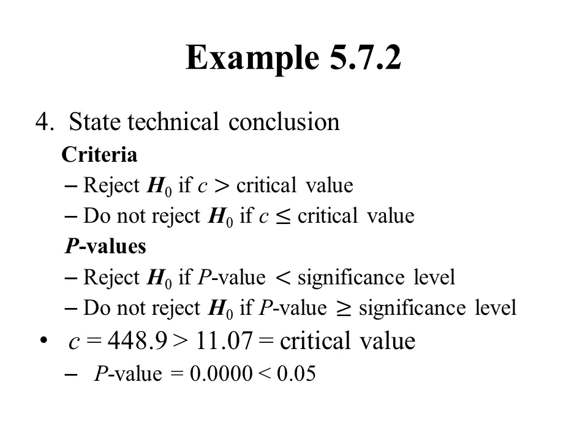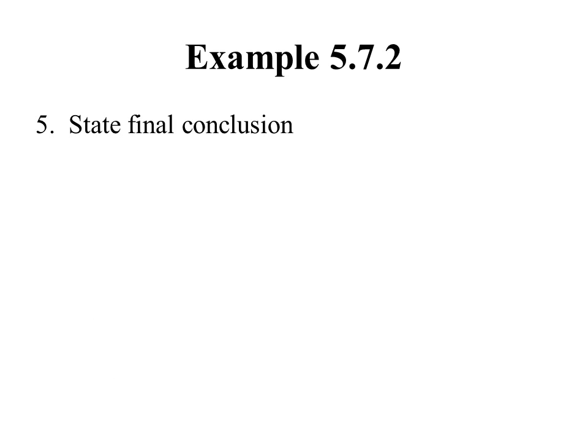If we look at the p-value, it was very small, much less than 0.05. And so we again would reject the null hypothesis. So that's our technical conclusion, reject the null hypothesis. Our last step is to state our final conclusion in non-technical terms.